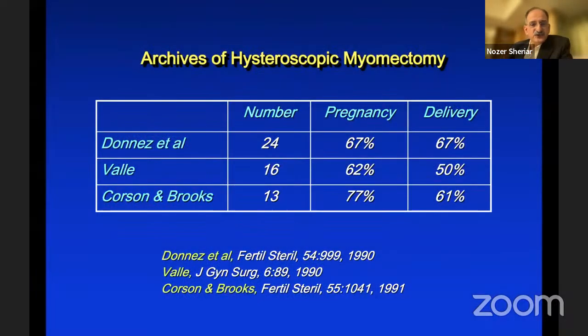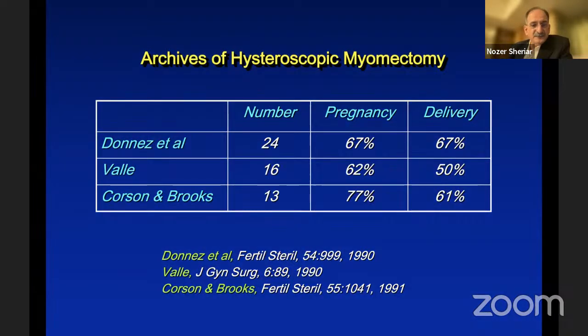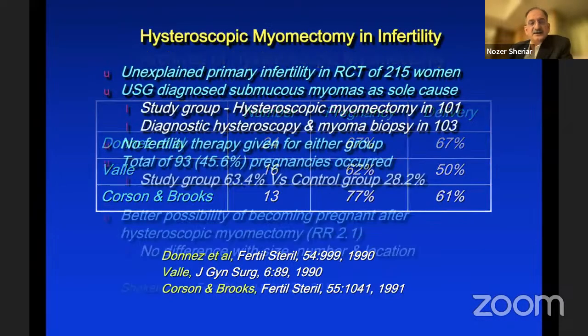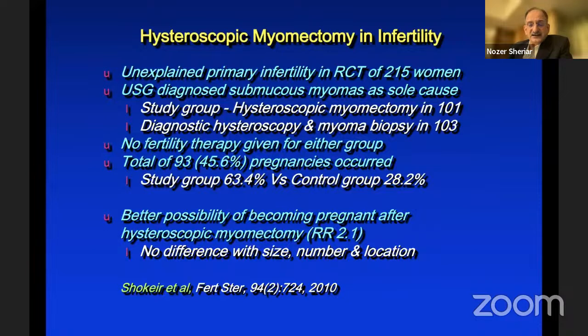And look at these, 24 cases Donne, 16 cases Vale. And they told us that if you do a hysteroscopic myomectomy, look at what the pregnancy and delivery rates are. What about infertility? For a long time, we were told that there was no evidence that was really high quality, which told us about hysteroscopic myomectomy.